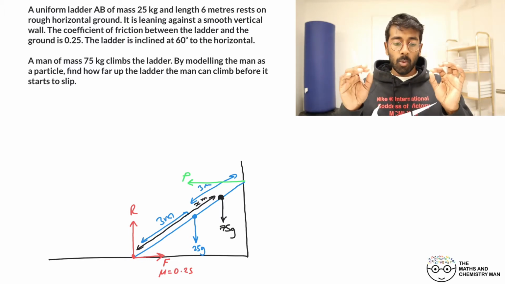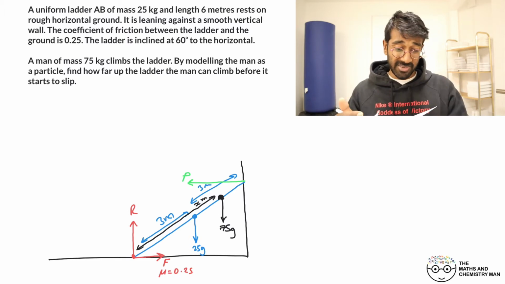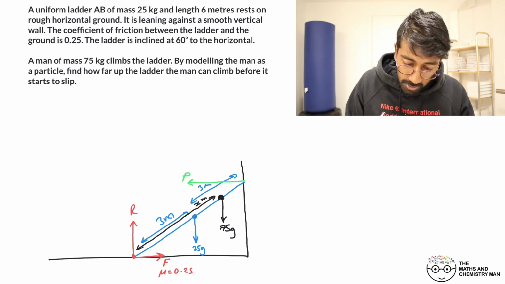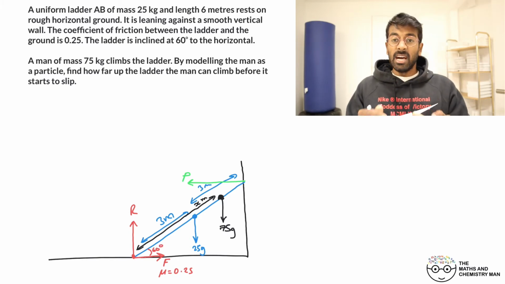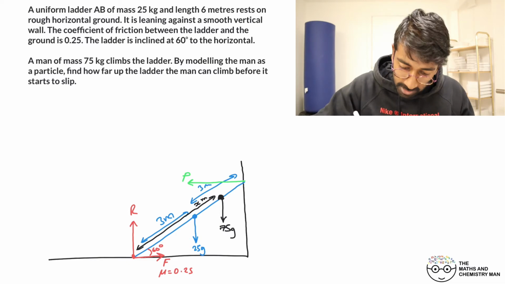Perfect. One more thing is the angles. We need to get some angles in here because we don't have any at the moment. So we're told that it's inclined at 60 degrees to the horizontal. So let's maybe get this in here as 60 degrees. And then there's going to be a bunch of other 60 degrees that we can fill in. So here it is, right?